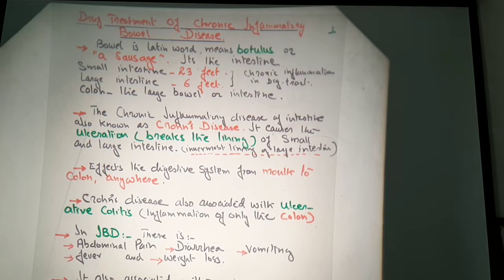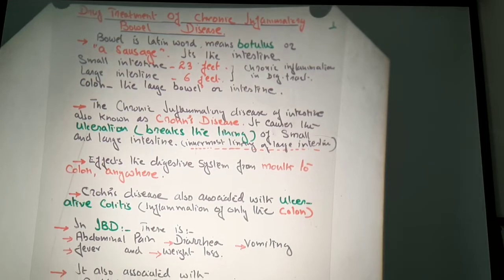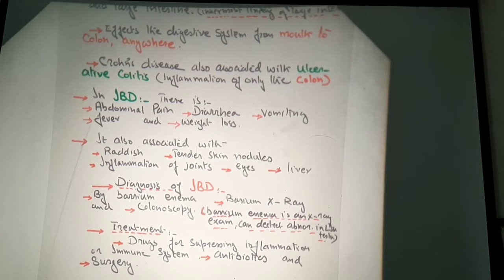Now, it affects the digestive system from mouth to colon, anywhere. This disease can occur starting from the mouth up to the colon, or anywhere in between, maybe the large intestine, the small intestine, or the colon itself. Crohn's disease is also associated with ulcerative colitis. Now, what is ulcerative colitis? Ulcerative colitis is the inflammation of only the colon. When inflammation occurs in the colon, it is known as ulcerative colitis.